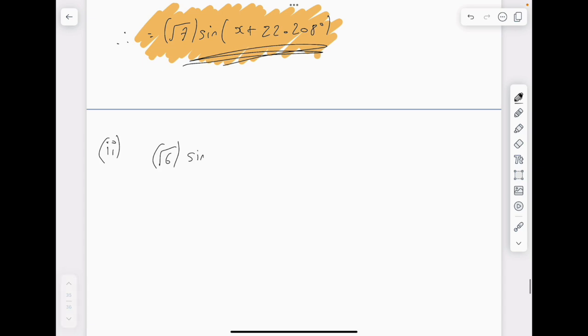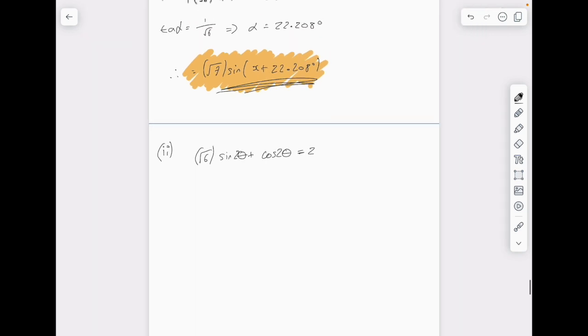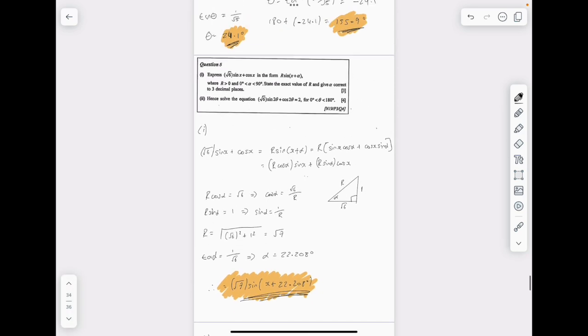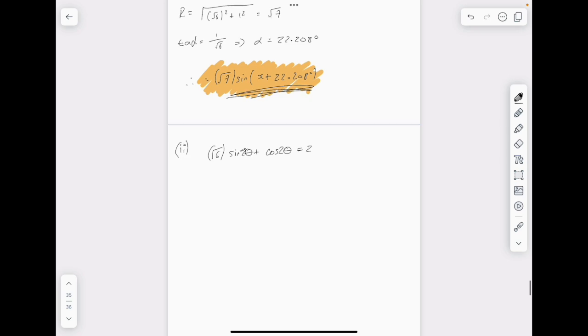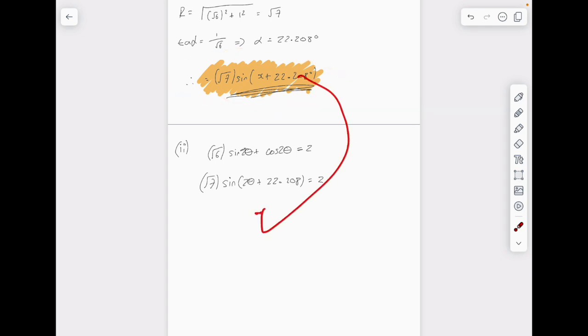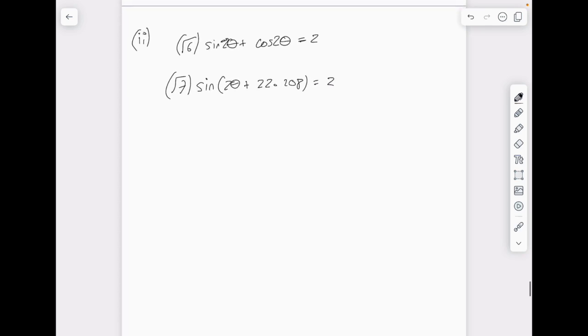Root 6 sine 2 theta plus cos 2 theta is equal to 2. Right. Now, from that, we know that what we're going to get is root 7 sine x, or better yet, 2 theta, plus 22.28 is equal to 2. Okay, because we've solved for this form initially, and we've just put this form into this now. Okay, so now we solve.